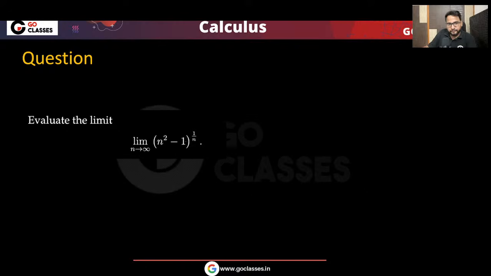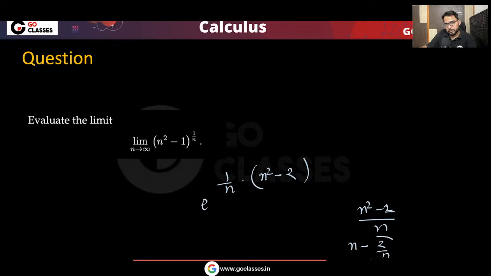Can you solve this? 1 upon n into n square minus 2 to the power, right? So now you solve this n square minus 2 upon n separately. It will be n minus 2 upon n, for n tends to infinity. Yeah, that's interesting. n square minus 2 upon n is anyway infinity, right? Because this is a higher polynomial. Okay, that is an interesting question.